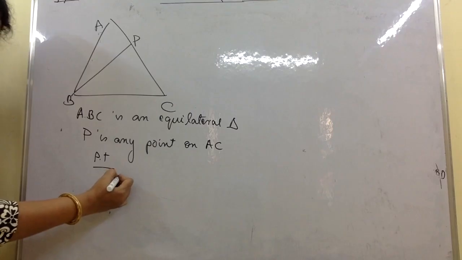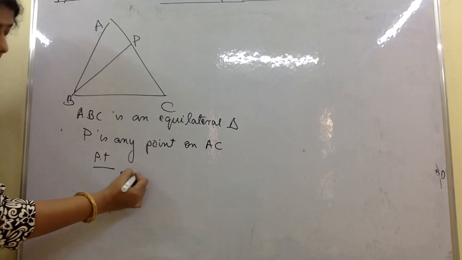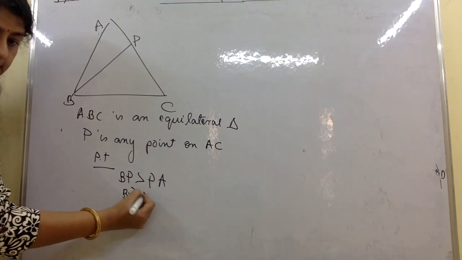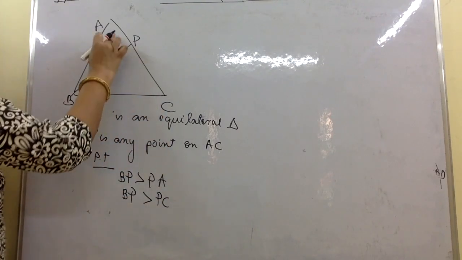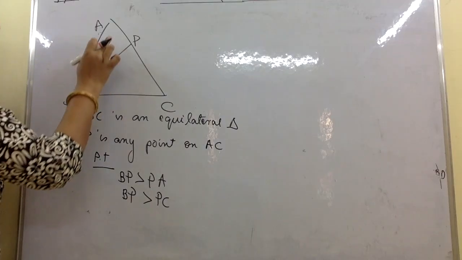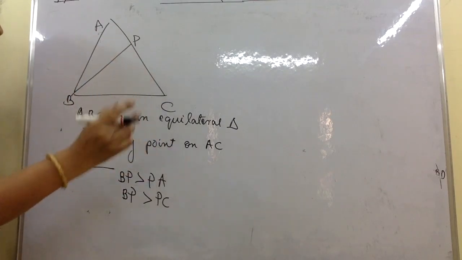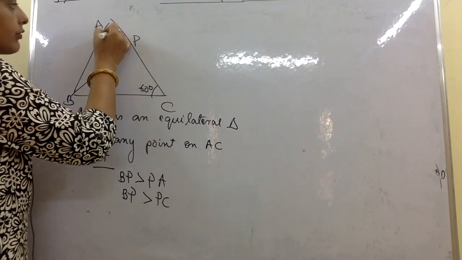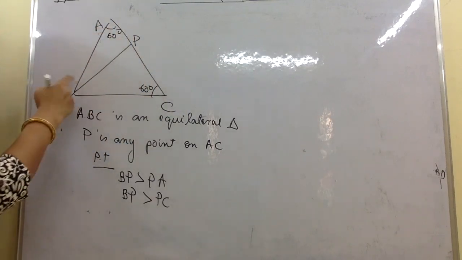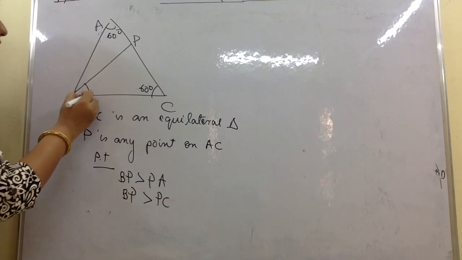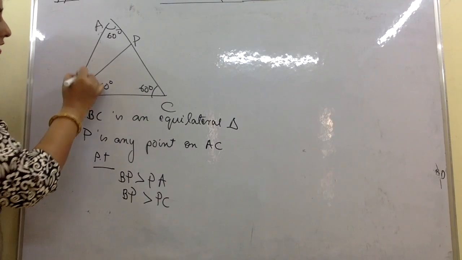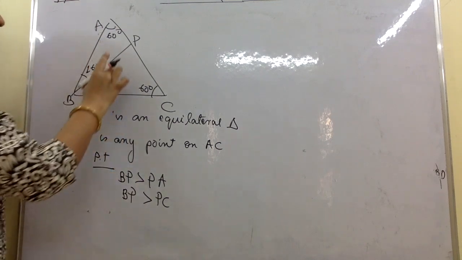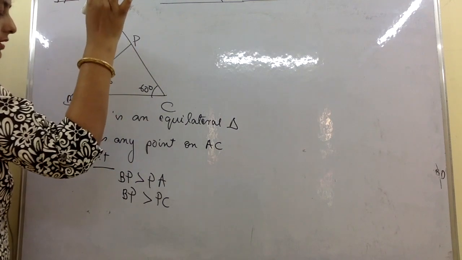BP is greater than PA and BP is greater than PC also. We have PA here and PC. BP is greater than this and greater than this. First thing, if it's an equilateral triangle, without even thinking about the question, mark these as 60 degrees. This full thing was 60. So this part is less than 60. This part is also less than 60. That much we know.